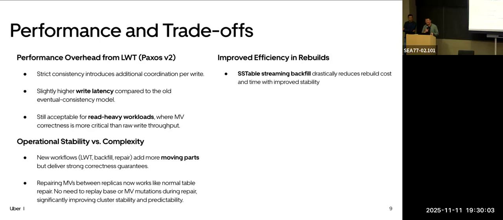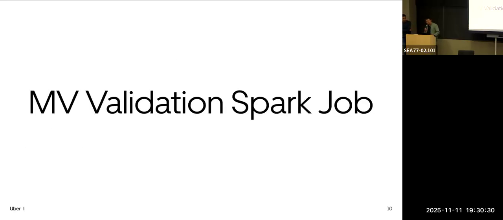However, if you want to run this in production, as I mentioned earlier, in the real world, sometimes data loss can happen and bugs are not avoidable. So we need a continuous validation job to make sure our materialized view and base table are in sync. So I will hand over to JD and Yuchi to talk about this MV validation Spark job.